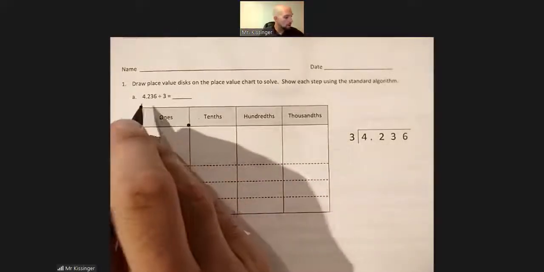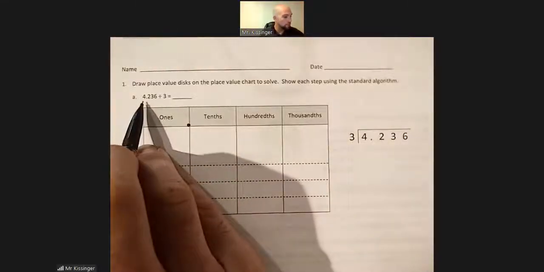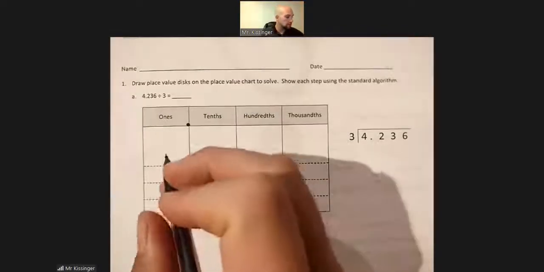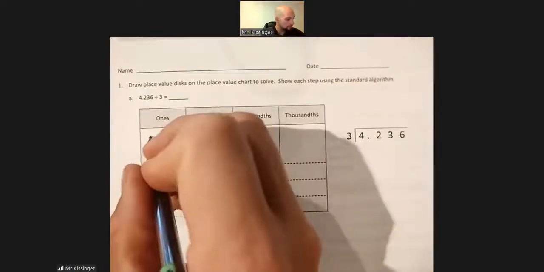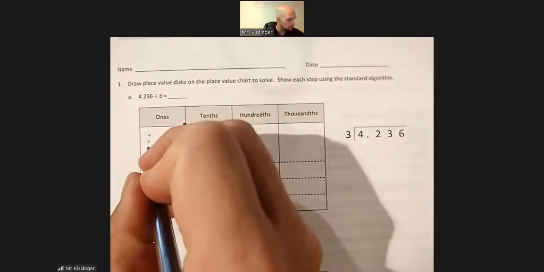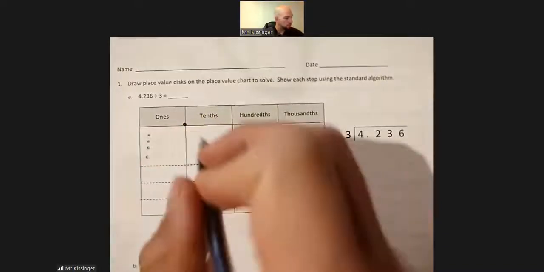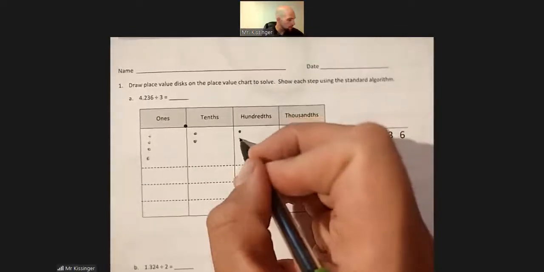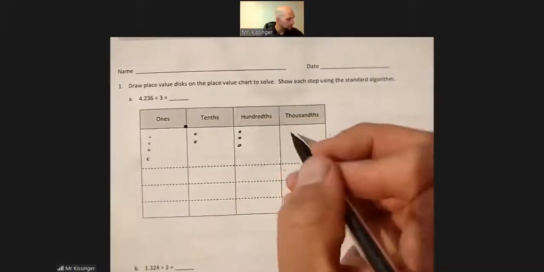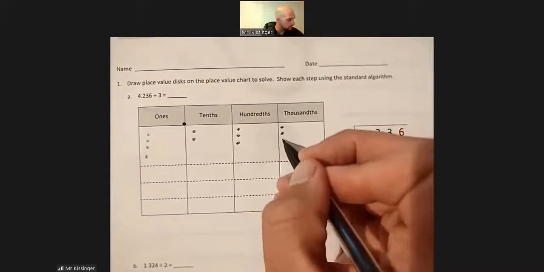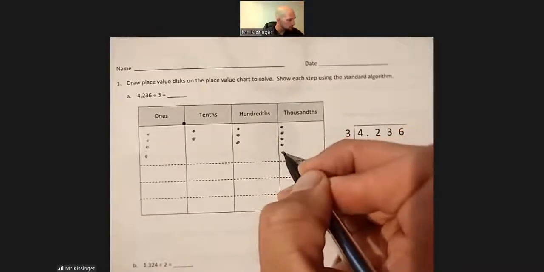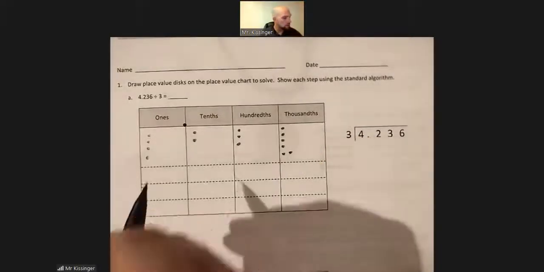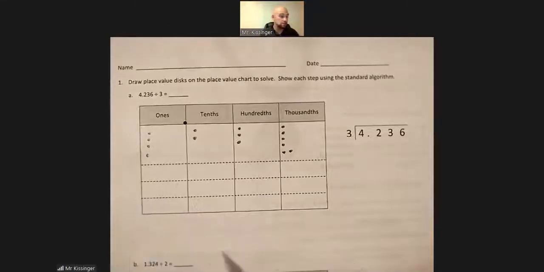So our letter A is 4 and 236 thousandths divided by 3. So let's put that into our place value chart. So we have 1, 2, 3, 4 ones. We have 2 tenths, 1, 2. We have 3 hundredths. And we have 6 thousandths. All right. So we're going to divide into these 3 sections here.